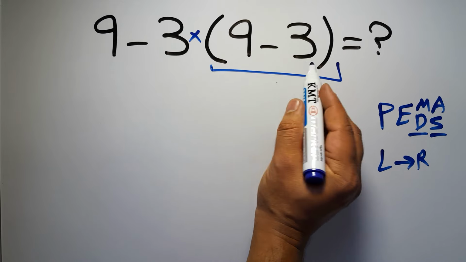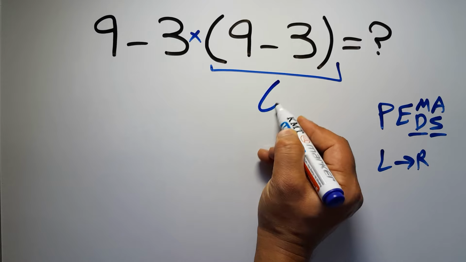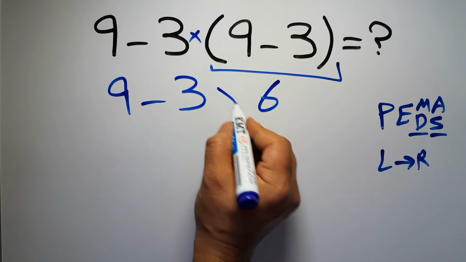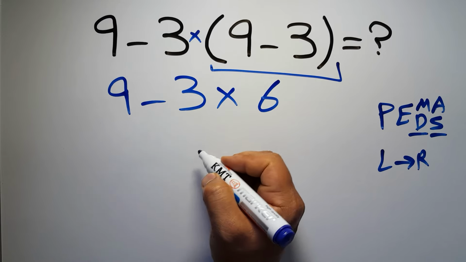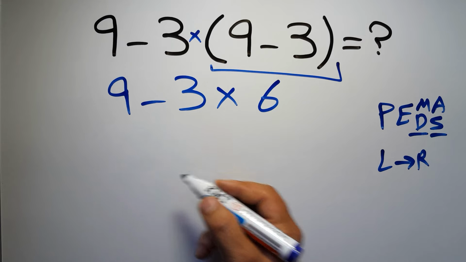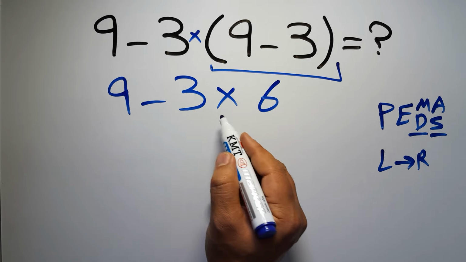Inside this parenthesis we have 9 minus 3, which gives us 6. So 9 minus 3, then times 6. Now we have one subtraction and one multiplication. According to the PEMDAS, multiplication has higher priority than subtraction because multiplication comes before subtraction. So here first we have to do this multiplication.